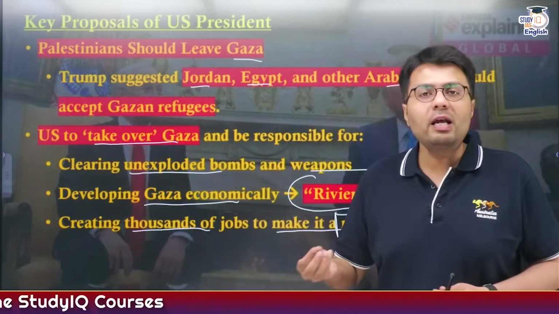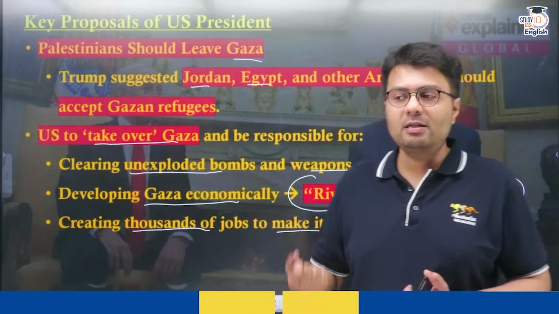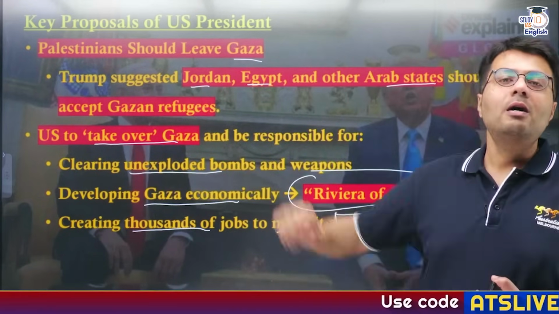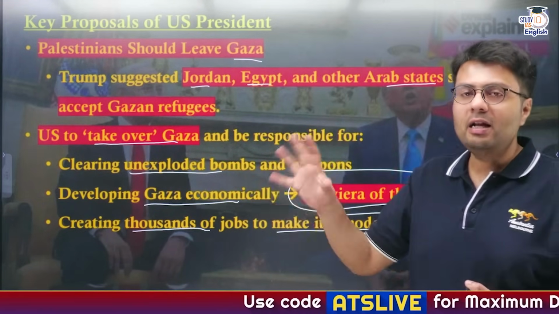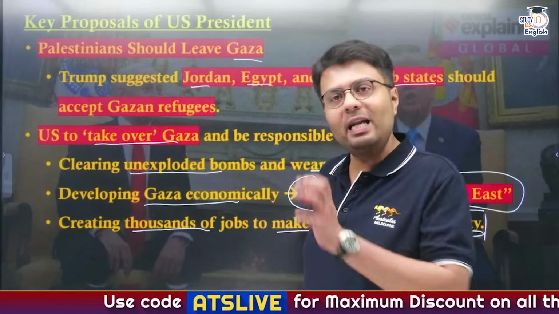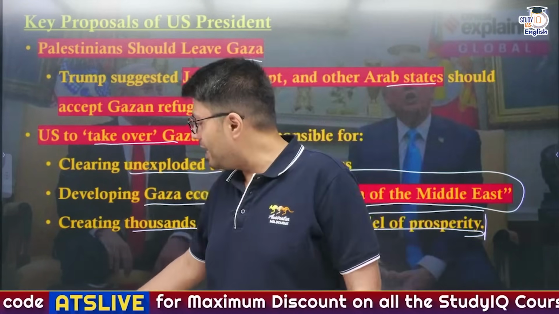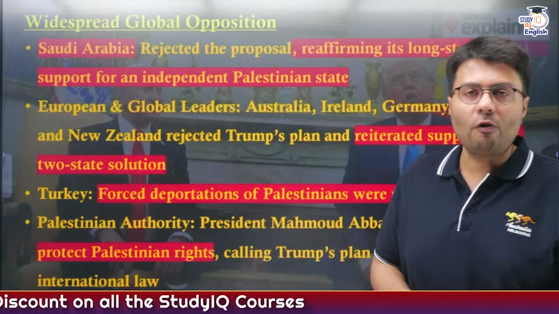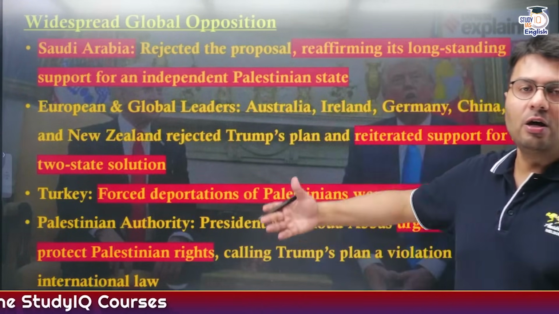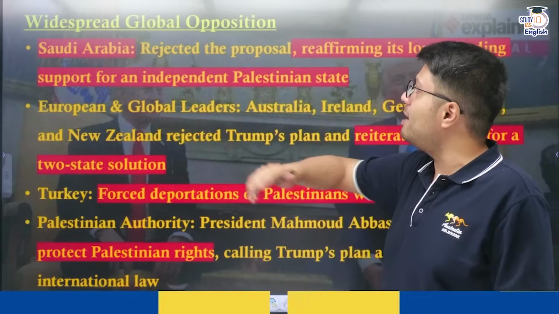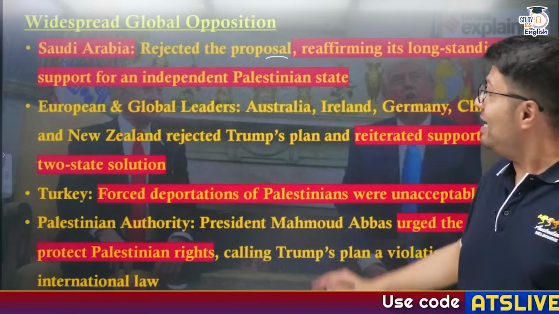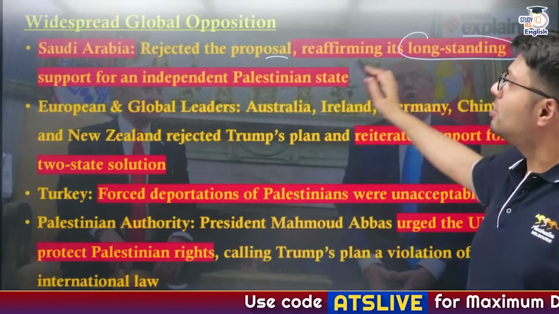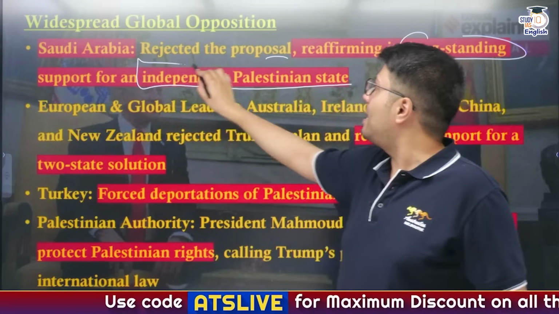So this was a very radical proposal by the US President, saying that you vacate the region of its natives and let the US develop it economically and sell the lands to rich people, right? So automatically this radical proposal met with a lot of opposition. First of all, major players that have stakes in the region like Saudi Arabia rejected the proposal directly, reaffirming its long-standing support for having an independent Palestinian state.